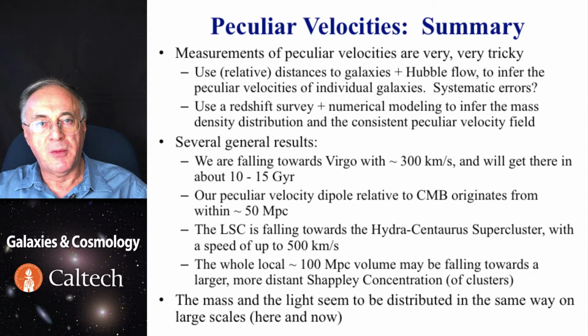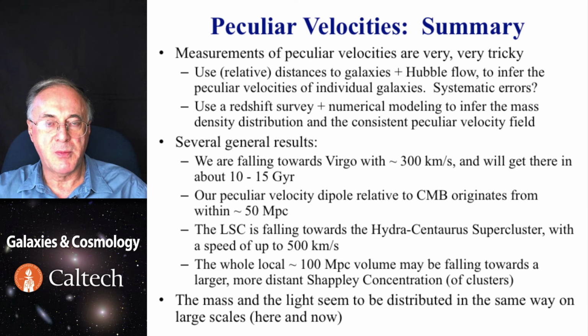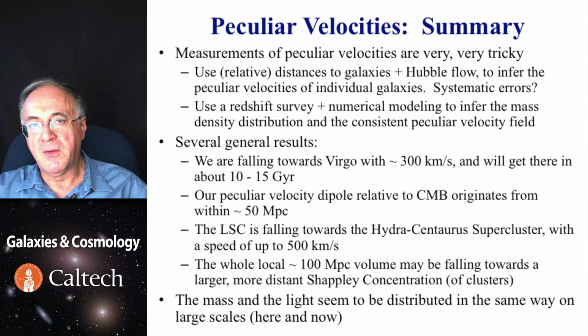Another important result from analysis like this is that it appears that on large scales, indeed, the mass and the light are distributed pretty much in the same way. Galaxies are where the dark matter is. This is not the case at small scales, like scales of galaxies, where there is a real separation. But on scales of large-scale structure, this is true. And we know this because the pattern of peculiar velocities we see is exactly what we'd expect from the density field if the dark matter was associated with galaxies, if it was in the same general vicinity.